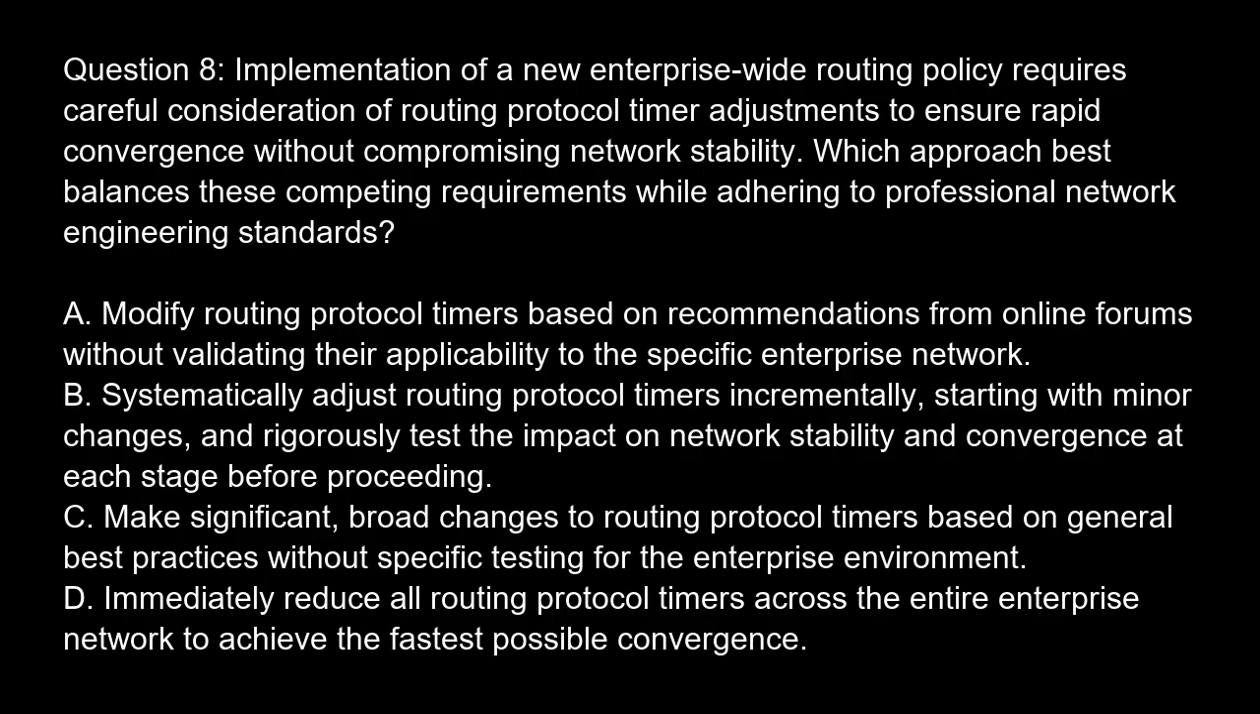Option A. Modify routing protocol timers based on recommendations from online forums without validating their applicability to the specific enterprise network. Option B. Systematically adjust routing protocol timers incrementally, starting with minor changes, and rigorously test the impact on network stability and convergence at each stage before proceeding. Option C. Make significant, broad changes to routing protocol timers based on general best practices without specific testing for the enterprise environment. Option D. Immediately reduce all routing protocol timers across the entire enterprise network to achieve the fastest possible convergence.